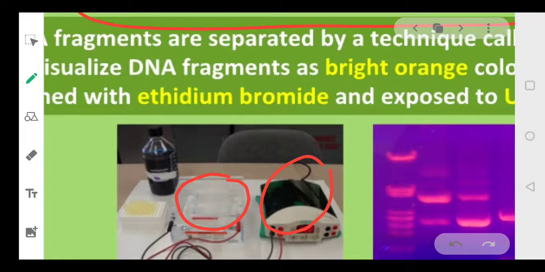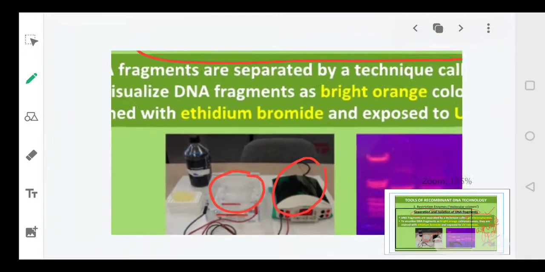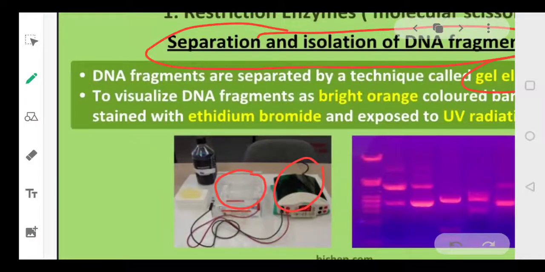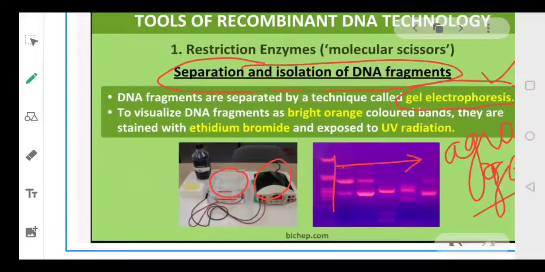Depending upon this, we can get this kind of structure. The heavier ones will be here on the top, and then slowly they will move down. The smaller the fragments, the further they will move, the more distance they will travel. And these DNA fragments, as you can see here, can be seen as bright orange colored bands when they are stained with ethidium bromide.